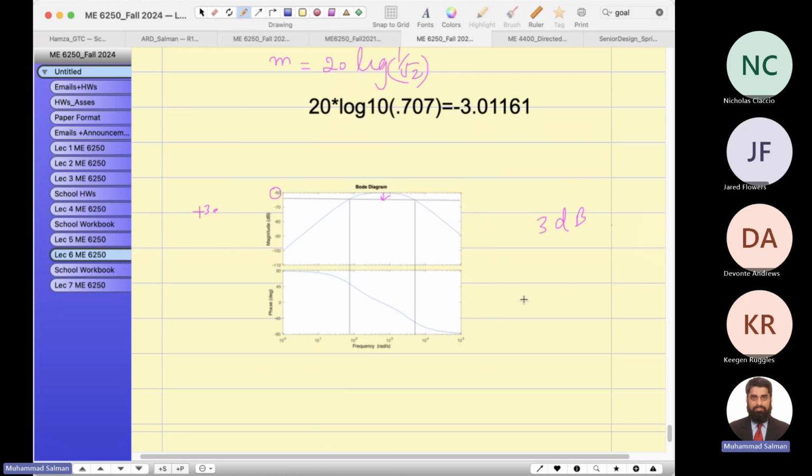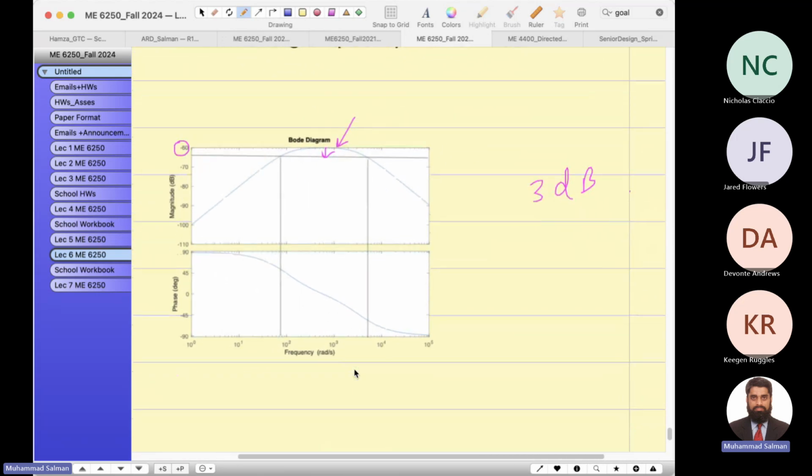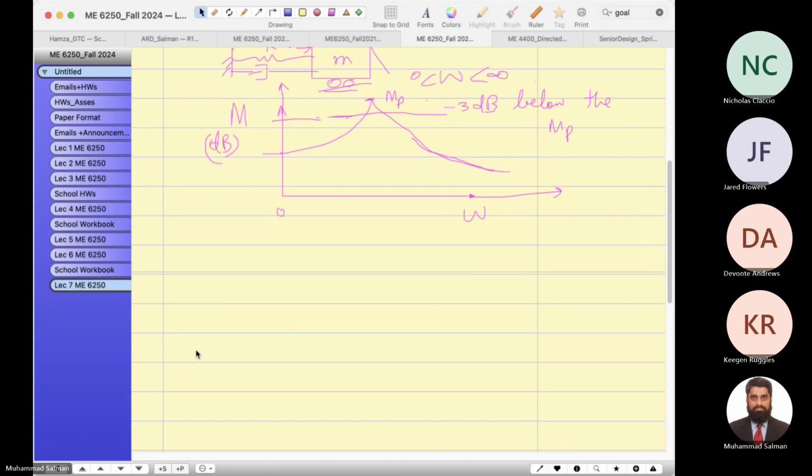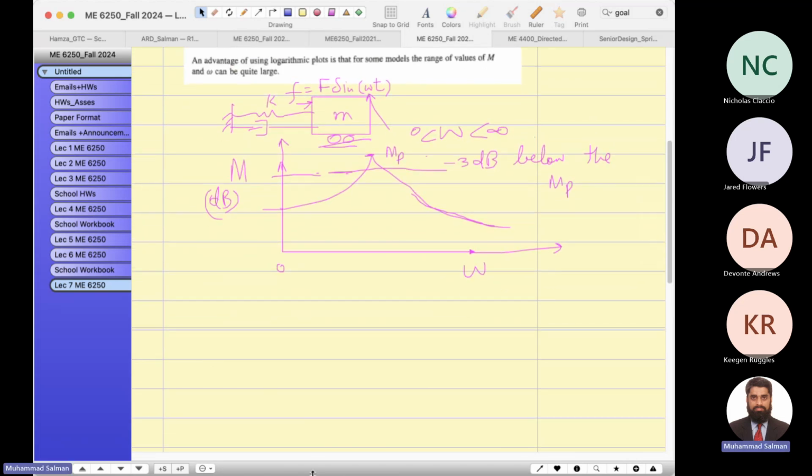And where is the mass resonating, or the system resonating? This example is telling you that it resonates in this region, starting maybe from 95, and this can be guessed as something like 3,800 radians per second. So now I'm going to explain the bandwidth concept.